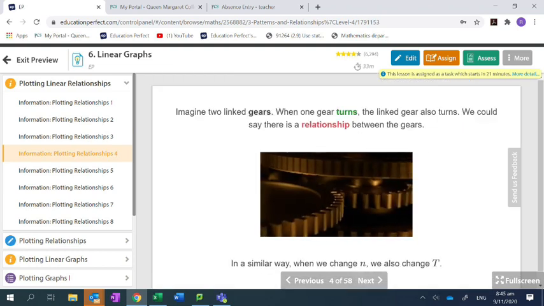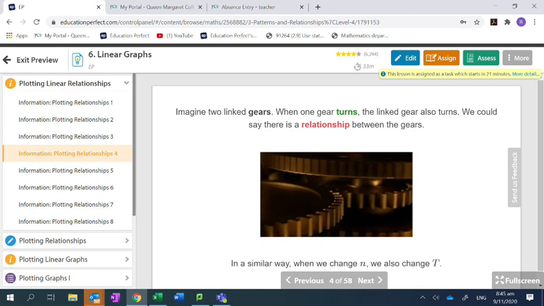Okay. So, to give you an example, think about gears. If gears are linked, if one of them turns, it's going to turn the other one, right? And if you turn the first one faster, what's going to happen to the second one? It's going to move faster, right? So what happens with the first one affects the second one.